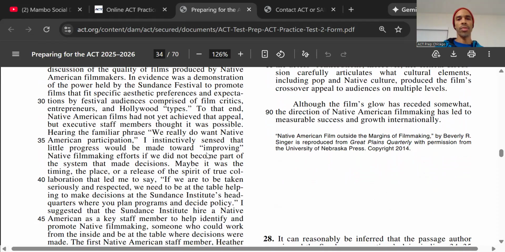But it seems like the author is saying that he didn't believe it would happen. He thought little progress would be made, and he's using quote "toward improving," like saying stuff that people would normally say, but don't really follow through on.